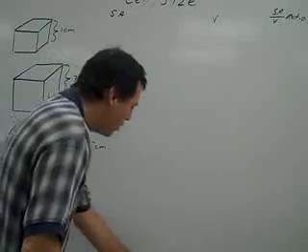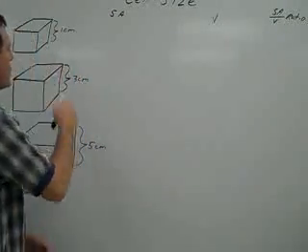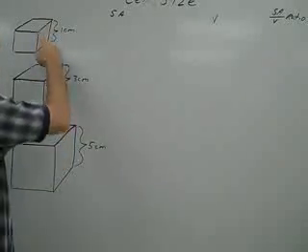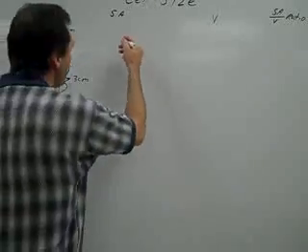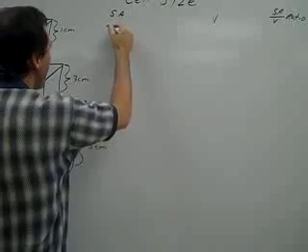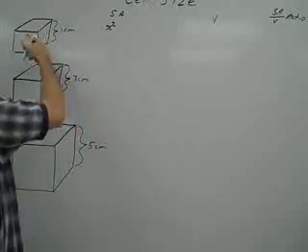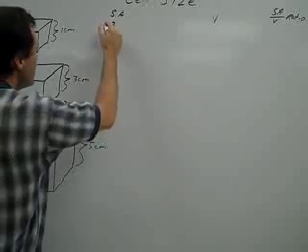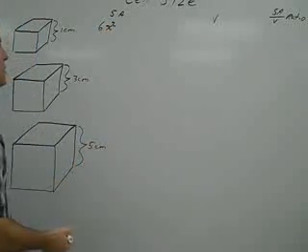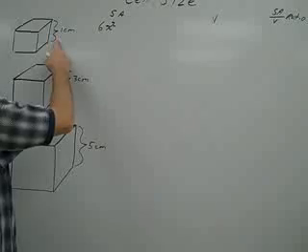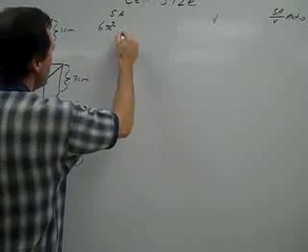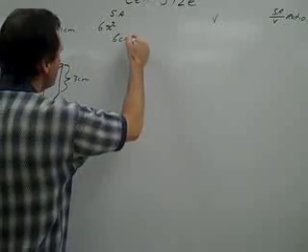Surface area. In order to find the surface area of one of these cubes, I want to find the area of one of the faces. And one of the faces is going to be x squared, length times width. And since there are 6 faces to a cube, 6x squared. That's going to give me the surface area. So the surface area of the 1 centimeter cube is going to be 6 centimeters squared.